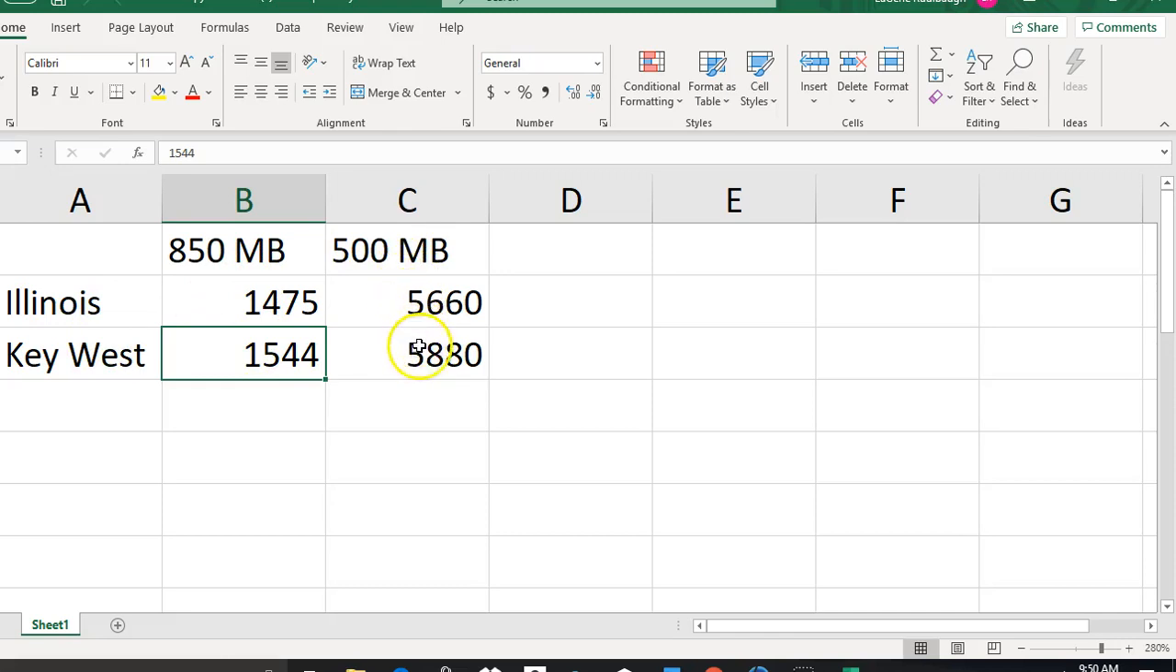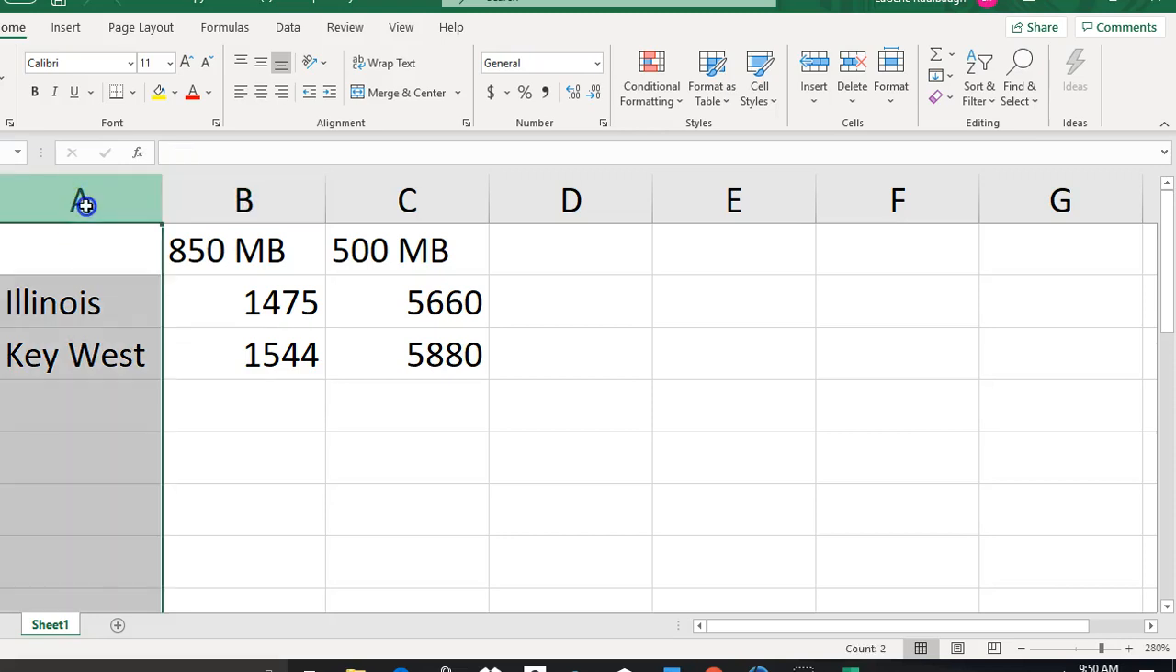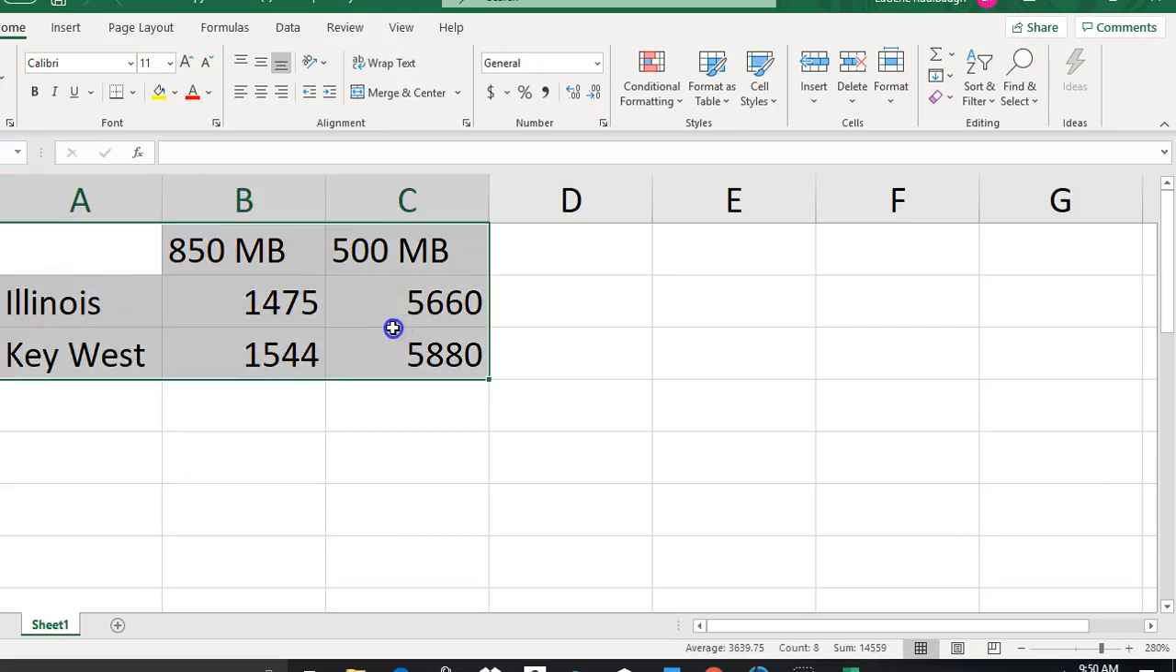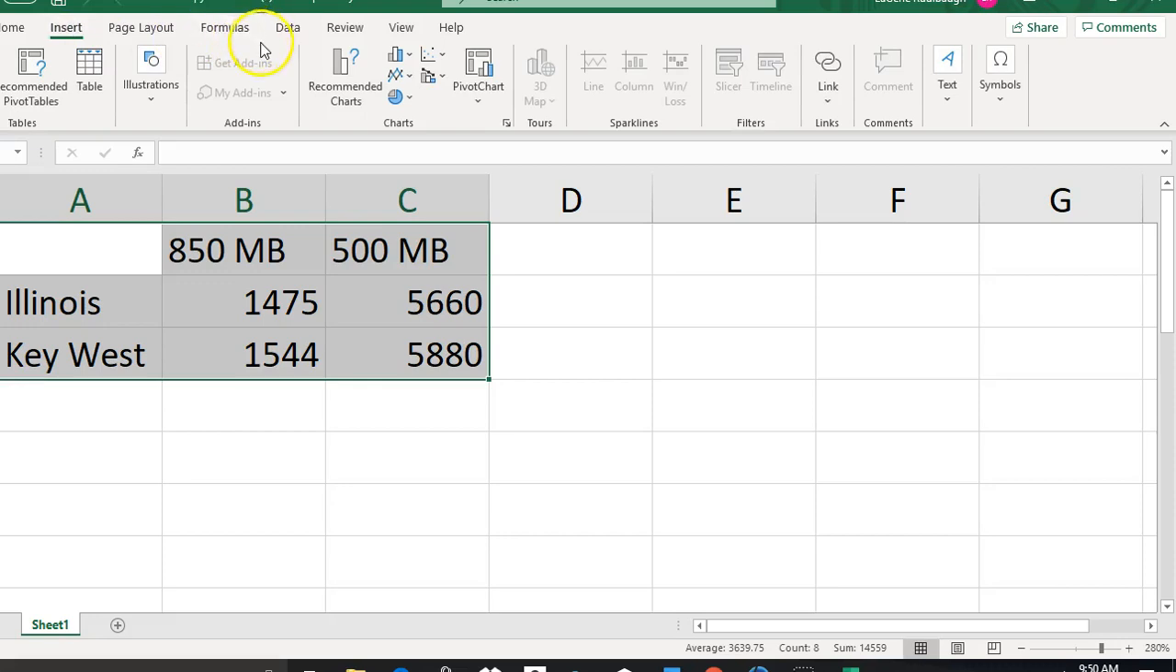Here are the 500 millibar heights. Notice that the numbers are indeed different, and they are consistently higher in Key West, Florida than in Illinois. This does mean there is a pressure gradient between Key West, Florida and Lincoln, Illinois. All I would ask you to do is highlight the cells, go to the Insert menu, and make a quick chart.